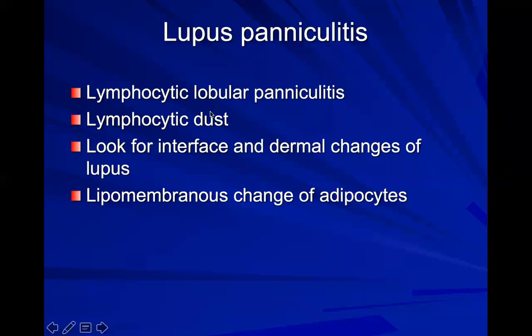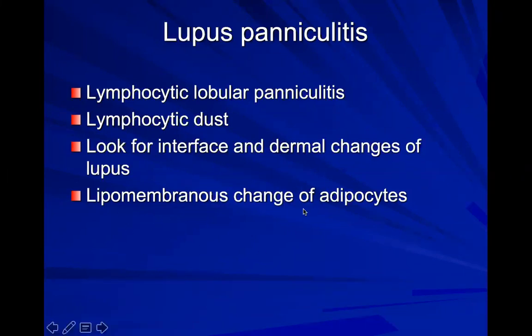So lupus panniculitis. Lupus panniculitis, like I mentioned earlier in the introduction, is going to be more lymphocytic. As we saw in lupus, it was in our lymphocytic vasculitis, quote unquote, section where we had a superficial and deep dermal lymphocytic infiltrate. Well, if that lymphocytic infiltrate extends into the fat in a lobular pattern, then you have lupus panniculitis. Just like the dermatitis, you may see lymphocytic dust, the karyorrhexis, and you might look in the dermis for the interface and the dermal changes that give you a clue that you're dealing with lupus.